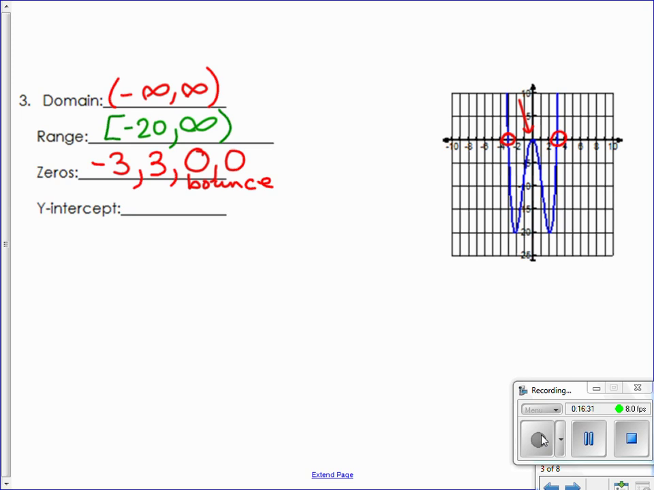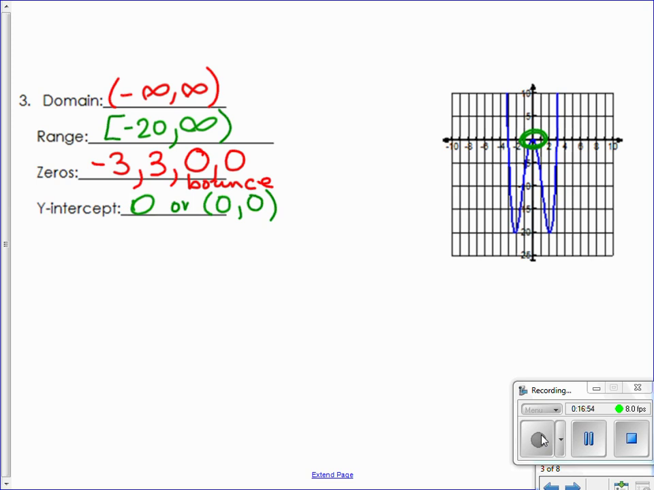Now I got to do my y-intercept where it touches the y-axis. So let me get all this out of the way. Looking at my y-axis, here we go. It touches the y-axis right here at 0 also. So that 0 point, that's a pretty important point for us. Or you could also write it as an ordered pair at 0, 0.